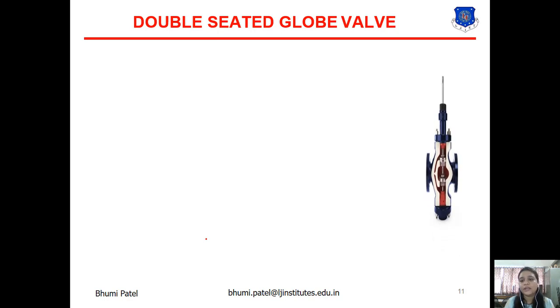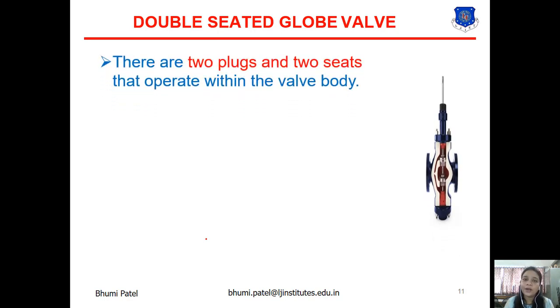In the double seated globe valve there are two plugs and two seats that operate within the valve body. Here is the diagram of the double seated valve, this is the valve body. In the single seated valve we use only one plug and one seat in the control valve. That is the difference. In the double seated globe valve we use two plugs and two seats that operate within the valve body.